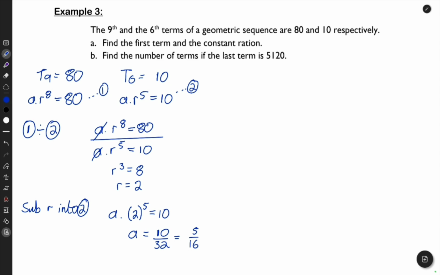Now, geometric, remember the formula that we're using is going to be Tn equals a times r to the power n minus 1. Now, they gave me the value, so I'm going to write the value there. I know a is 5 over 16, and I know r is just going to be 2 to the power n minus 1. Okay, now it's an algebra sum. You just want to solve for n. First thing, I'm going to divide both sides by 5 over 16.